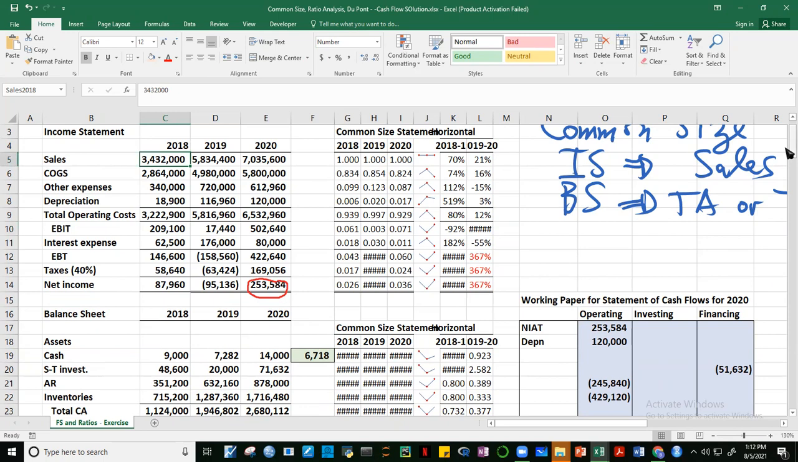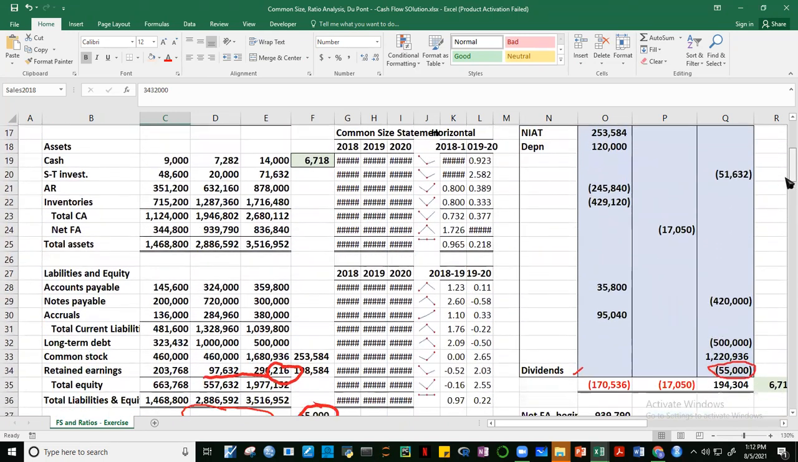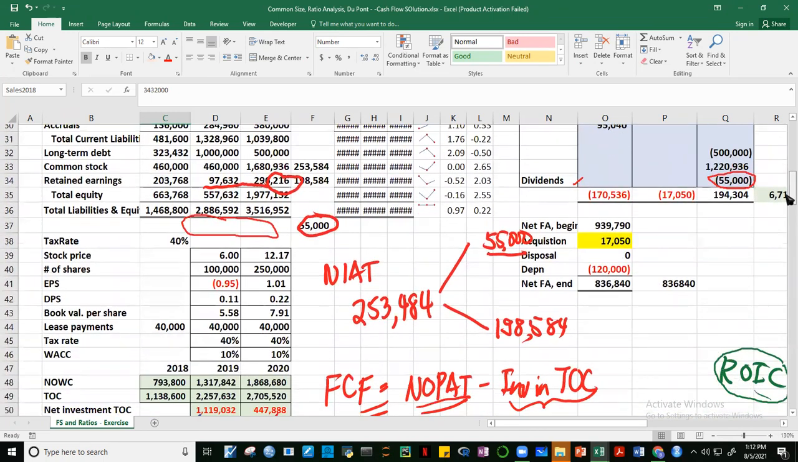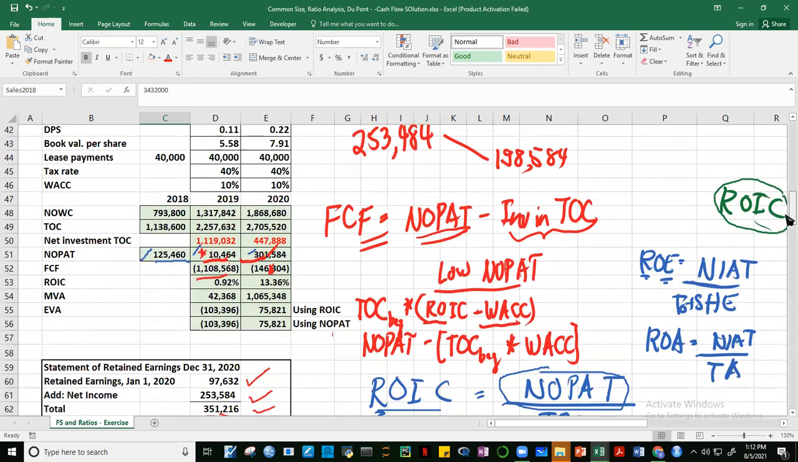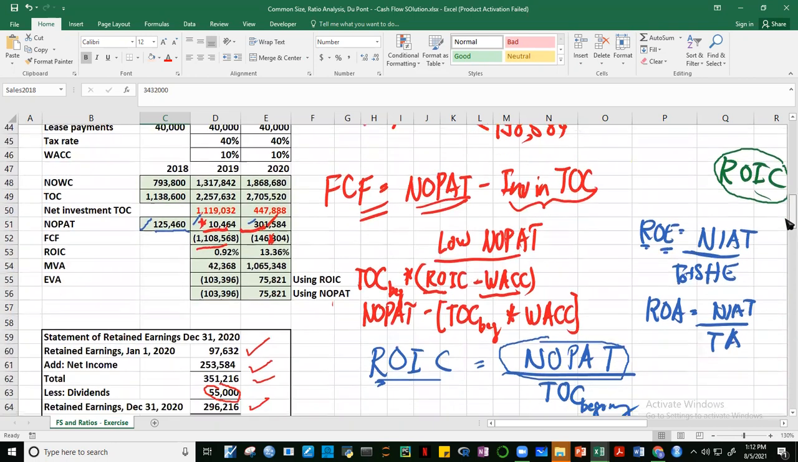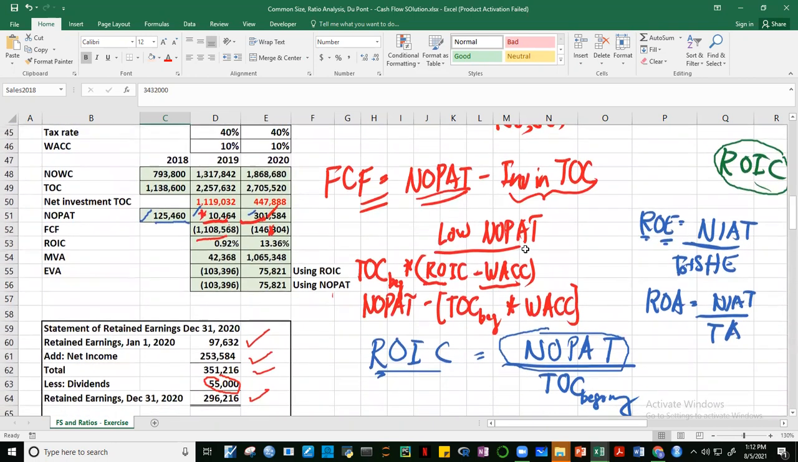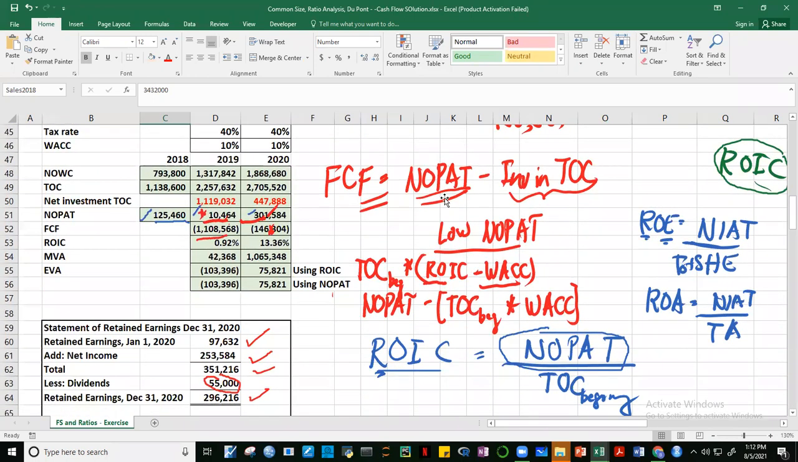Okay, so that means not a good performance, no? Not a good operating performance. Mas malaki pa yung operating cost kaysa sa sales. Hindi sustainable pag ganun yung ginagawa. So pag ang operating profit, yung EBIT, is negative, then you will have a negative NOPAT, you'll have a negative free cash flow, then that's a bad performance. Okay? Or kahit hindi negative, pag masyadong mababa guys yung NOPAT.